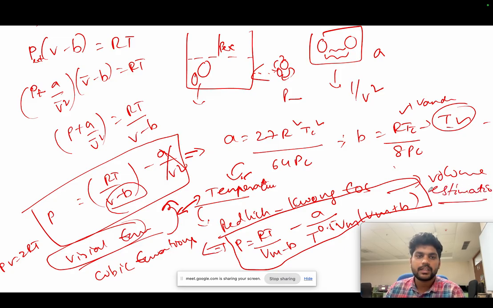These are the classes which happened in the third week. Until now, in the first week and the second week, do you have any doubts regarding this?